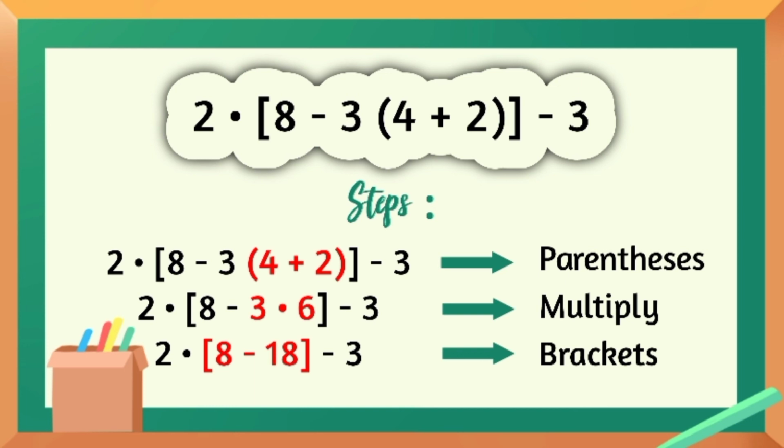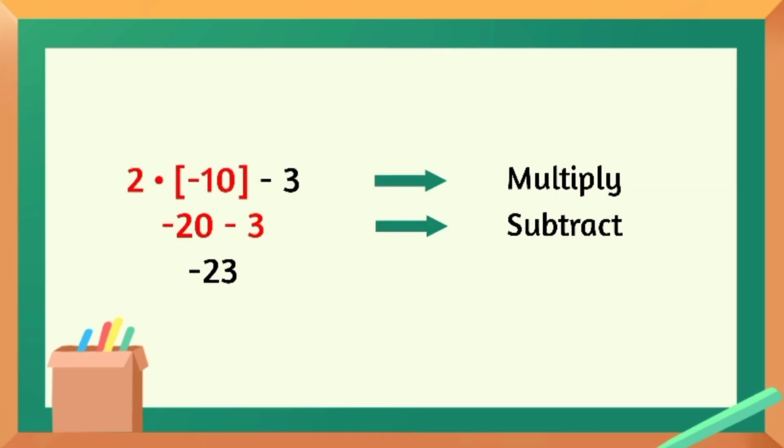The next step, we will solve the multiplication operation in brackets, which is 3 times 6 equals 18. So then, the result of the operation that's inside brackets is minus 10. The next step, the multiplication operation is solved first, then the subtraction operation. So, the result of the exercise above is minus 23.